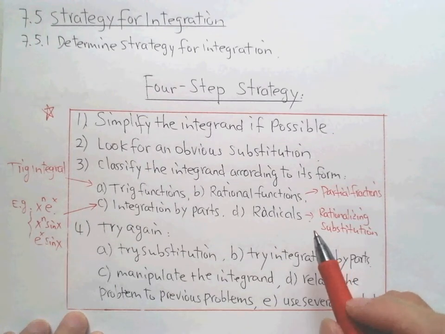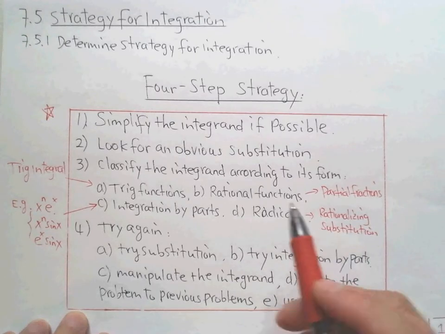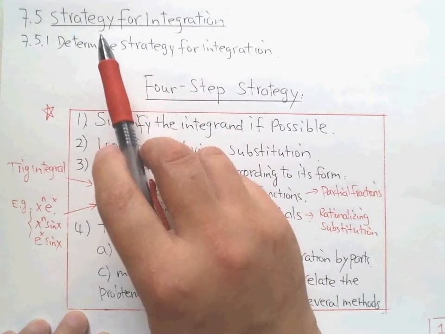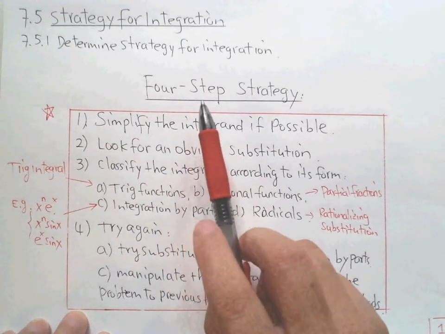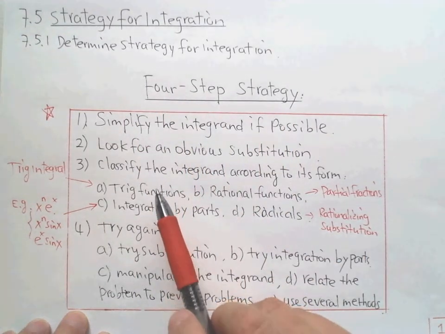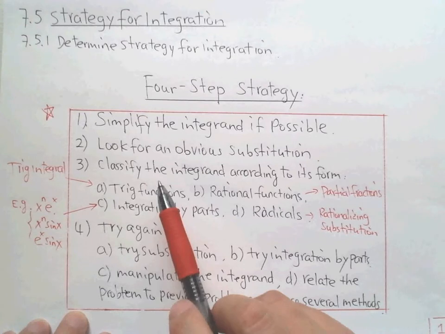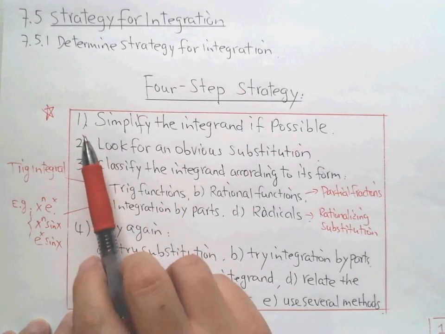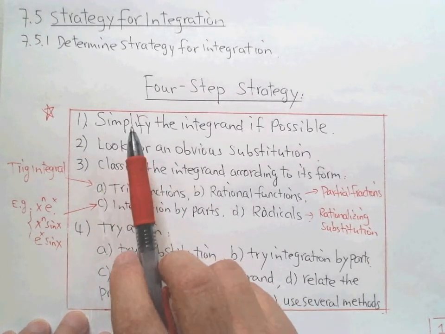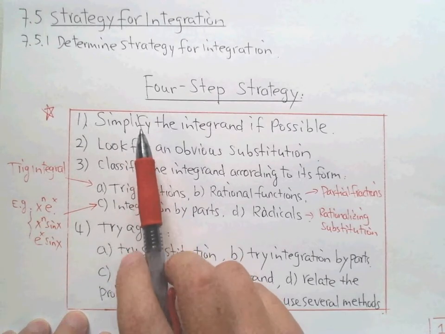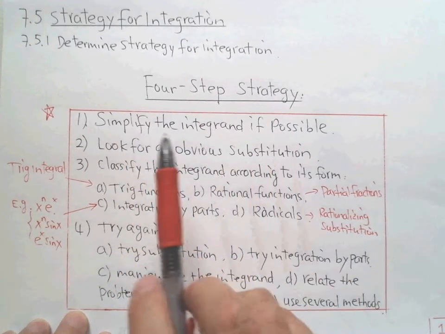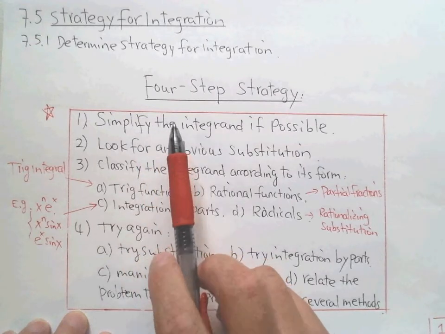In this lecture, we are going to deal with the strategies for integration. We have a 4-step strategy summarized here. The first step, when we look at the integral, we need to think if it can be simplified or not. If it's possible to simplify, we always simplify first. Everyone knows this, right?